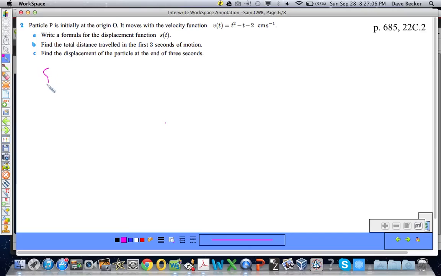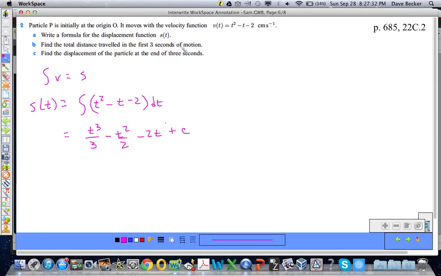The integral of velocity gives me displacement. So S of t is equal to the integral of t squared minus t minus 2 dt, which is equal to t cubed over 3 minus t squared over 2 minus 2t plus c.